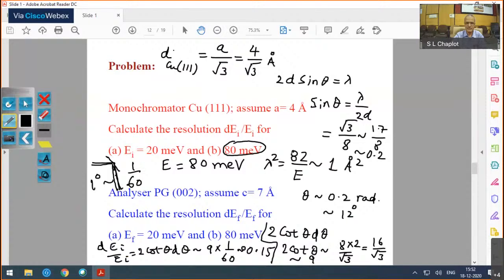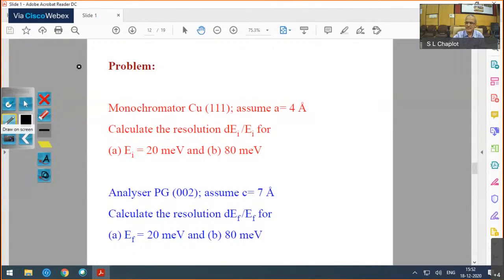Again, depending on the requirement of the experiment, I need to tighten the resolution. I can tighten it by two means. I can tighten the angular collimation, or I can go to lower values of energy. So let's just work out what will happen if it's a smaller energy. That's something simple here. If I calculate for 20 millielectron volts, I'll probably move a little faster.